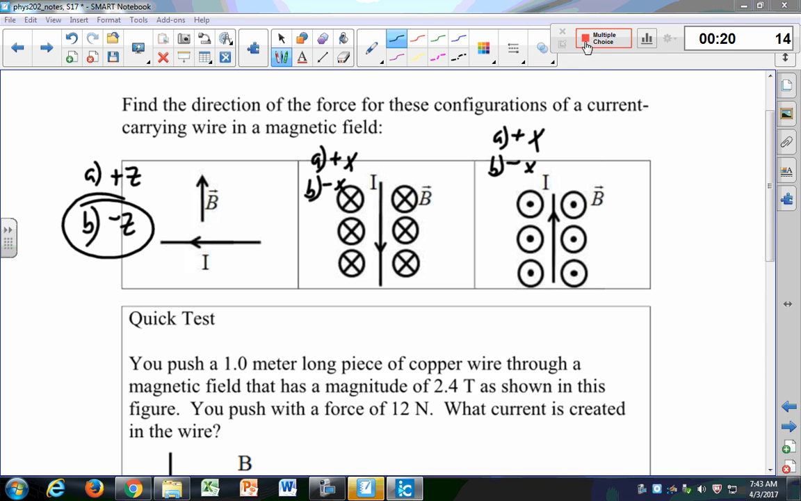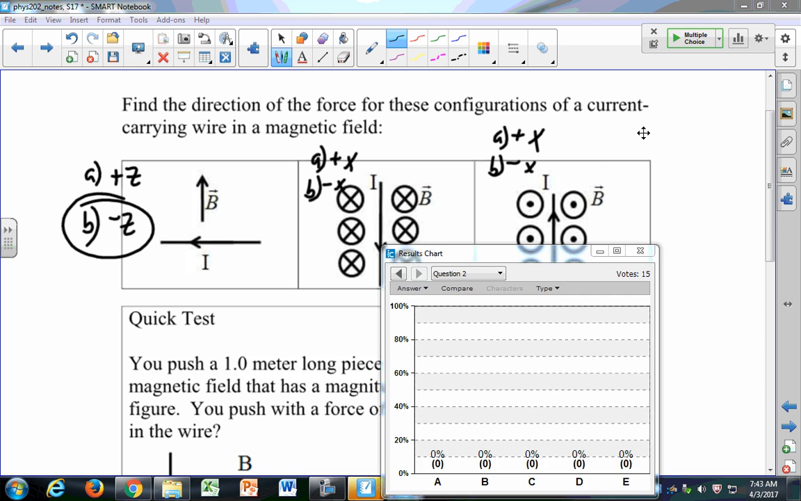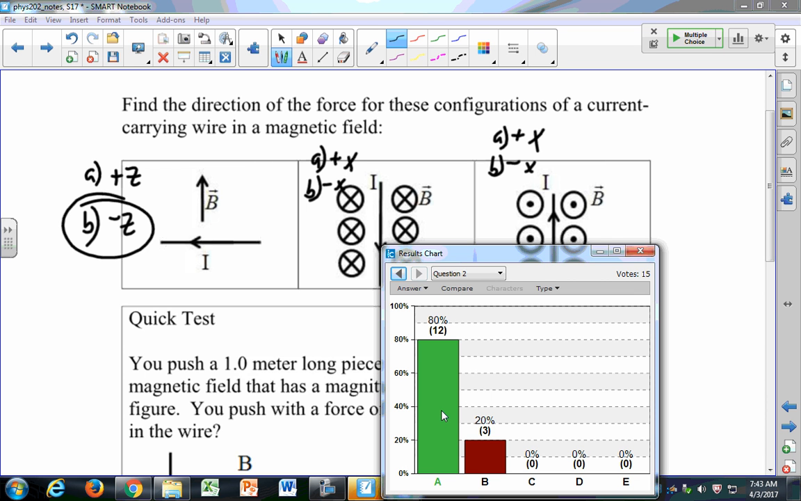Okay, let's stop at 25. And then go ahead and try that last one. Okay, good. B is into the page, and so it's to the right, which is positive x. Try this last one.